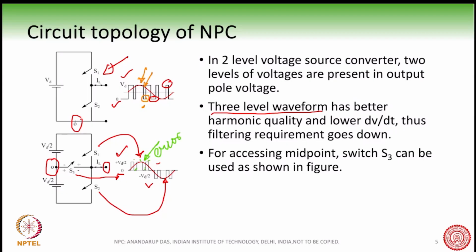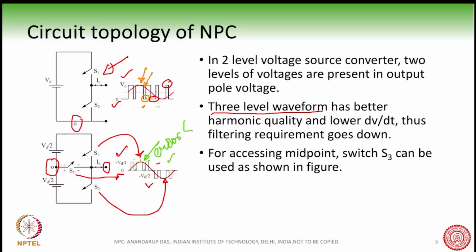Instantaneous error, between the actual voltage and the desired voltage, is less in this second one as compared to this one. This instantaneous error is basically what causes the harmonics in the output waveform. If you can make the instantaneous error 0, then of course you have achieved the perfect sine wave.